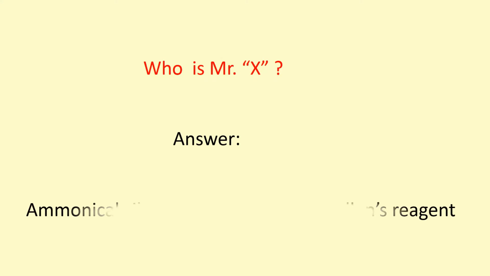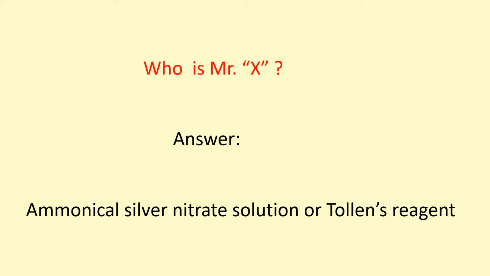Now, this is the answer to the primary question. The primary question is, who is Mr. X? And the answer is ammonical silver nitrate solution or Tollens reagent. This riddle is framed to explain anomers and mutarotation of glucose.